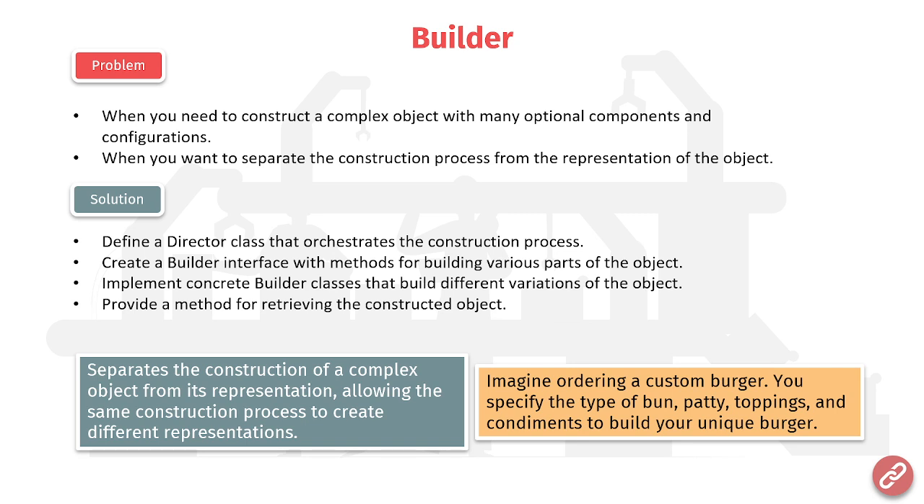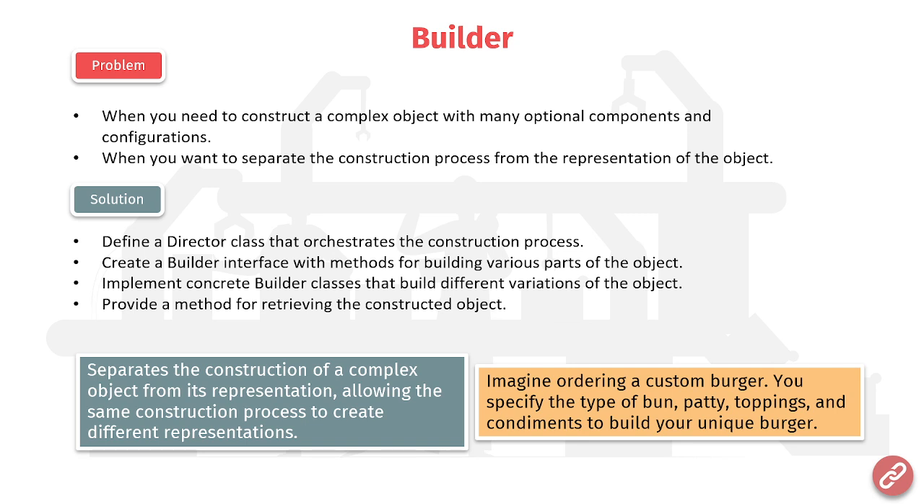Then, at the end of all of these things, we provide a method to retrieve the constructed object, right? So it is separating the construction of a complex object from its representation, allowing the same construction process to create different representations. The process is the same because we are using an interface. The interface has defined the process on how to do this with different methods. But depending on the concrete class that we implement, we are changing not the behavior, but the representation of the created object.